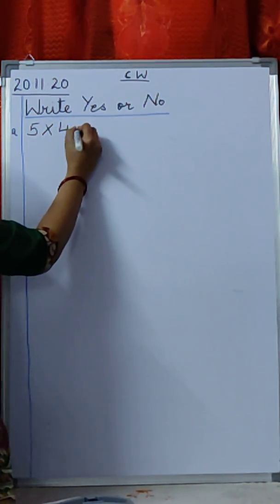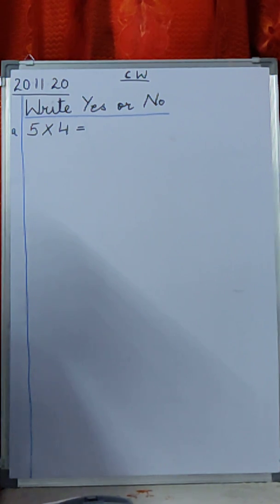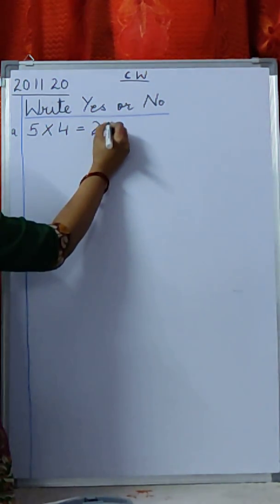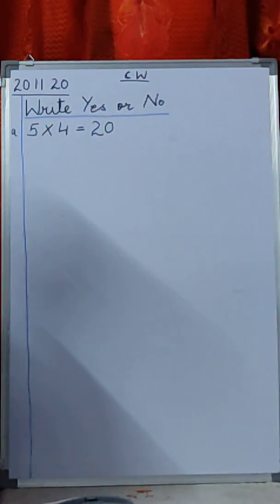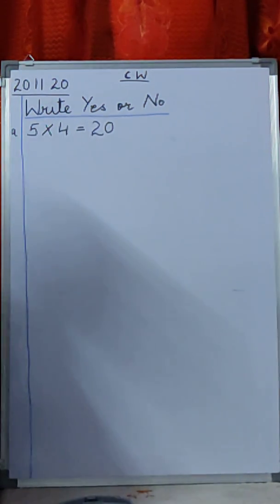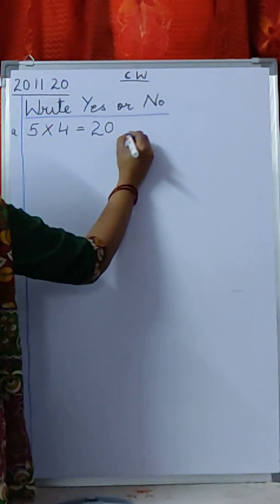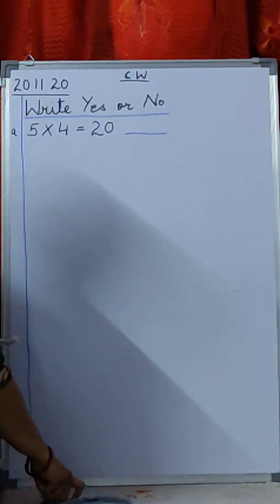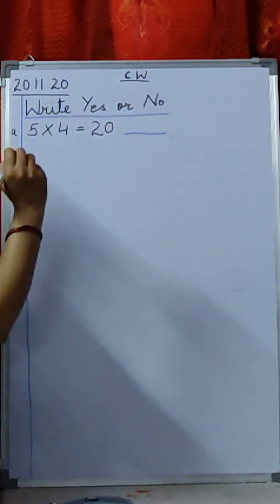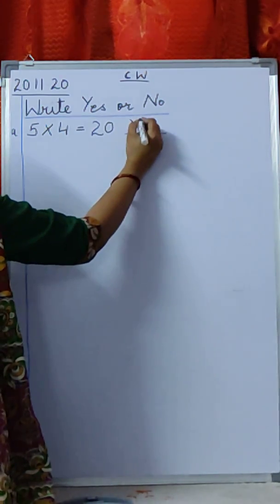fours are. So what is 5 fours are? 5 fours are 20. Alright. Now we have to write whether this answer is right or wrong. So we'll write yes or no. So your answer is yes or no. Is it correct or wrong? Yes. 5 fours are 20.